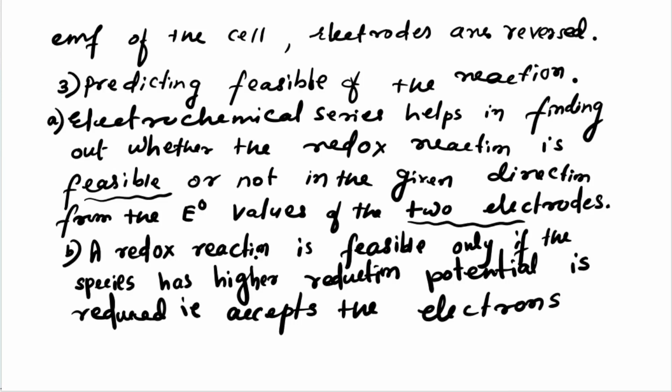A redox reaction is feasible only if the species having the higher redox potential is reduced, that is, it accepts the electron. When it accepts the electron, it is reduced, which means it is feasible. Remember, the cathode is the one having the higher reduction potential, and that should be reduced, that is, accept electrons. Who will accept the electron? The one with the higher value is the cathode.